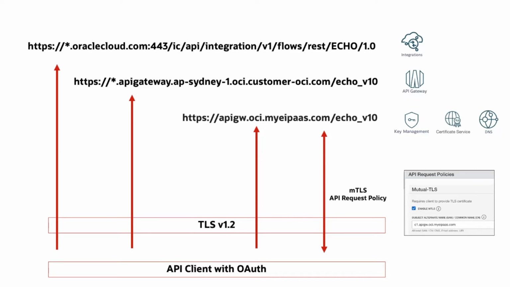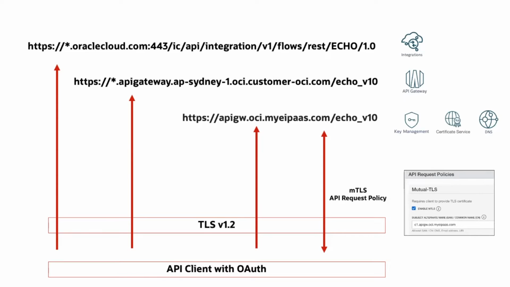So maybe in the case of disaster recovery or a high availability situation, you can control that original custom host name with the API gateway. By doing that, we're going to introduce OCI Key Management, the certificate service, and DNS management. And then eventually, of course, mutual TLS will be introduced by the API request policy called mutual TLS.